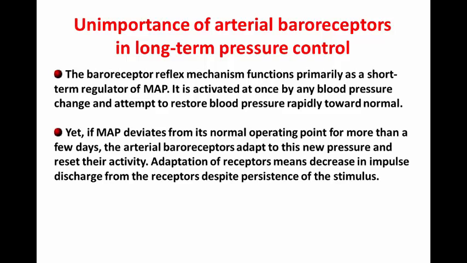The arterial baroreceptor reflex functions primarily as a short-term regulatory mechanism of the mean arterial pressure. It is activated at once, very quickly, by any blood pressure change, in an attempt to restore blood pressure rapidly towards the normal level. Yet, if the mean arterial blood pressure deviates from its normal operating level for more than a few days, the arterial baroreceptors would adapt to this new blood pressure, whether elevated or decreased, and they reset their activity, and now the arterial baroreceptors would consider this new level of mean arterial blood pressure, which has remained for more than a few days, as the normal operating point for them.